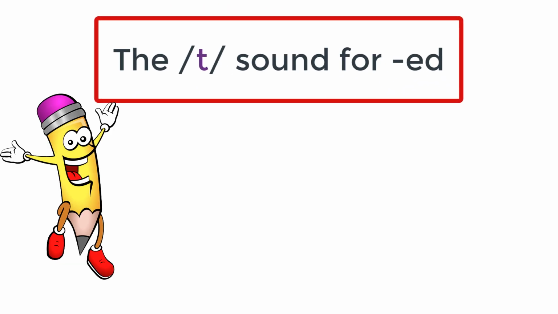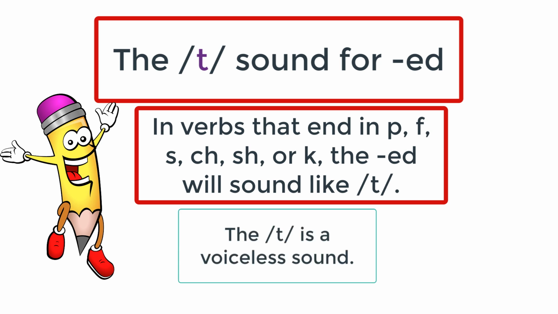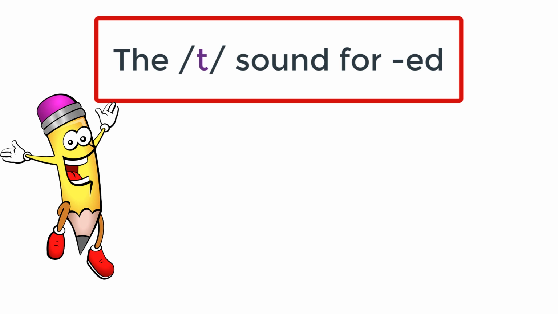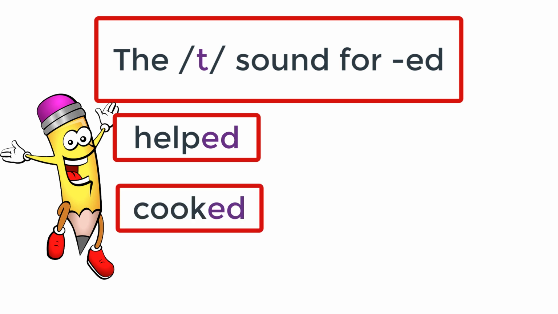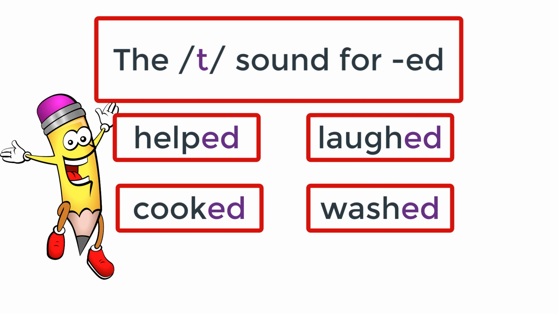And lastly, the ED can sound like a T sound, like the T. Usually when verbs end in P, F, S, CH, SH, or K, the ED is pronounced like a T. This is called a voiceless sound, and it does not add an extra syllable. Like in these words: helped, cooked, laughed, washed, or watched.